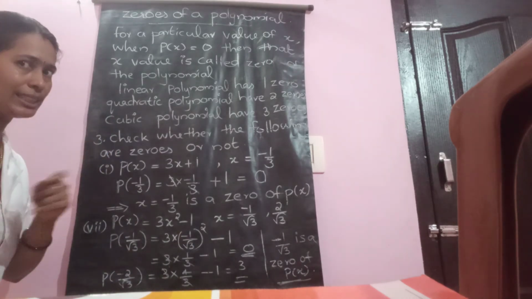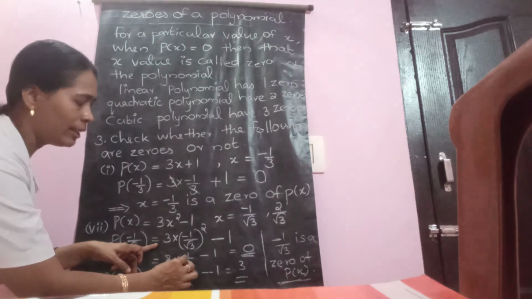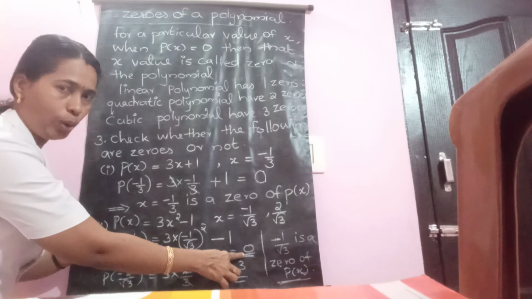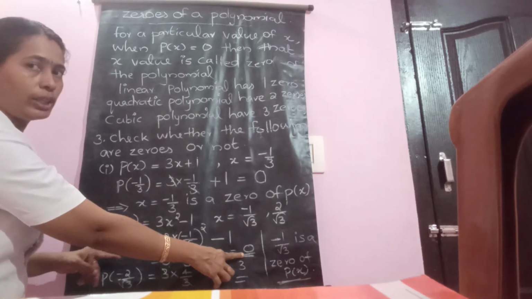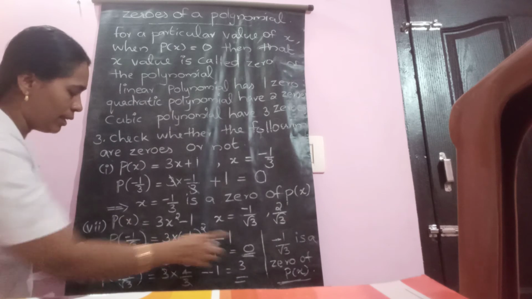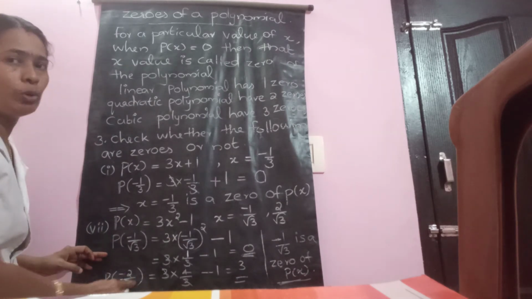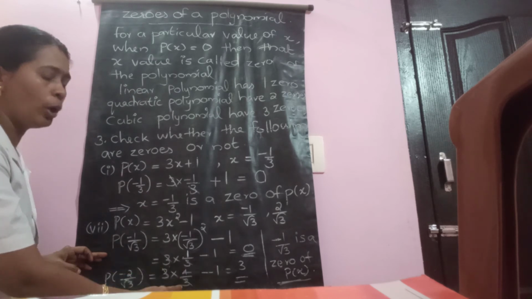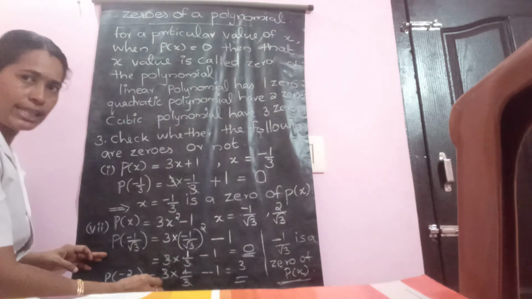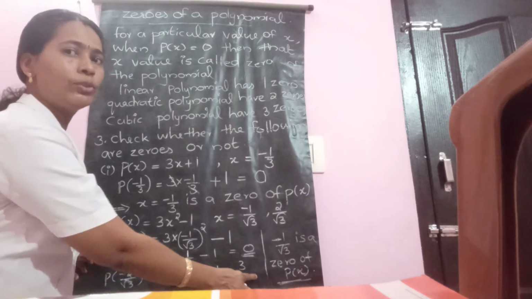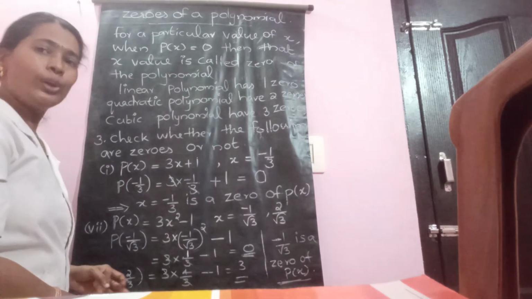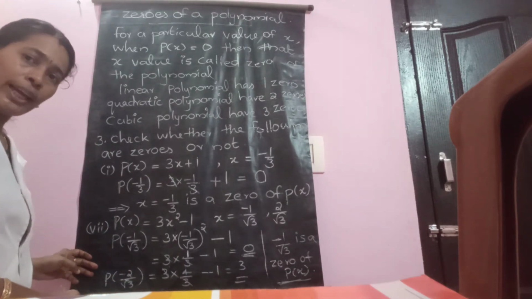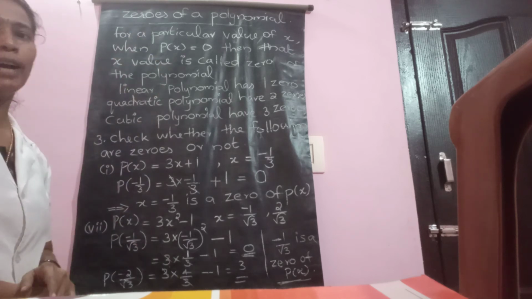That we studied last year, isn't it? So 3, where 3 and 3 get cancelled. Then here only 1 remains. 1 minus 1 is 0. So what can we say? Minus 1 by root 3 is a zero of p of x. Similarly, p of negative 2 by root 3. When you are squaring, the 3 has no change, but this number becomes 4 by 3. 3 and 3 will get cancelled. 4 minus 1 equals 3. Is 3 equal to 0? No. So what can you say about minus 2 by root 3? It is not a zero of the given polynomial.